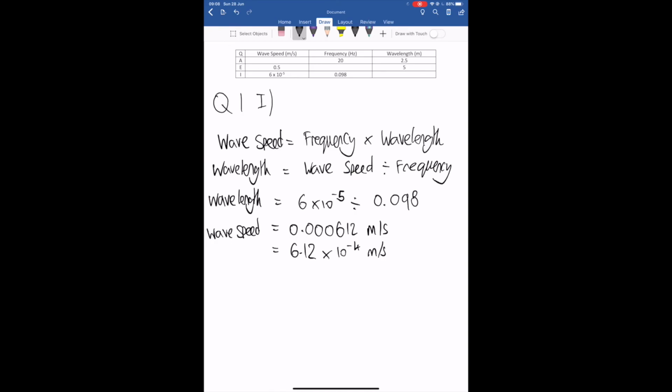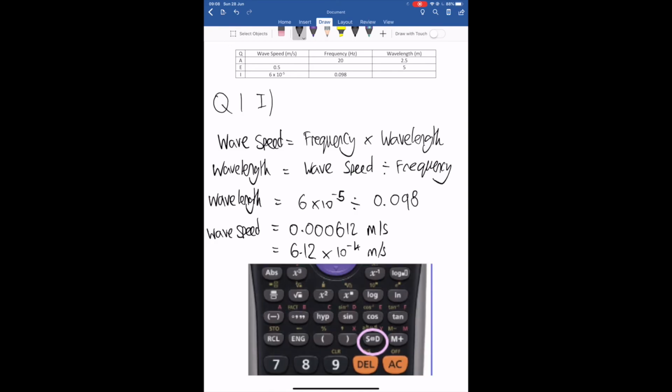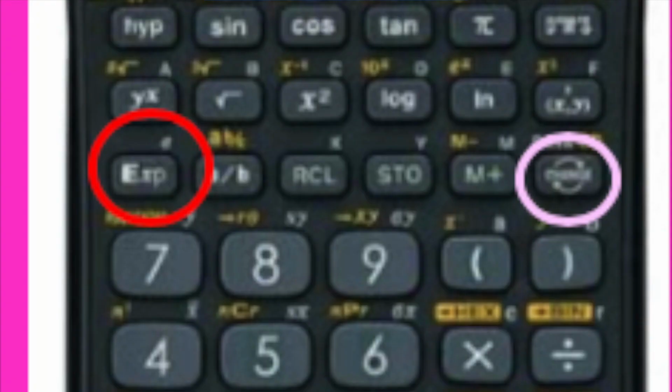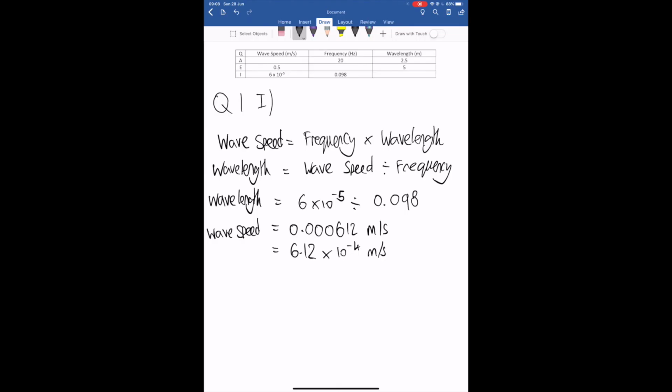The way you can switch between standard form and ordinary form on a Casio calculator is through pressing the SD button on the Casio's calculator row. It's just above the delete key. On a Sharp calculator, there is a button labelled change. That's just above the brackets key. And again, that will change between the two types of form.